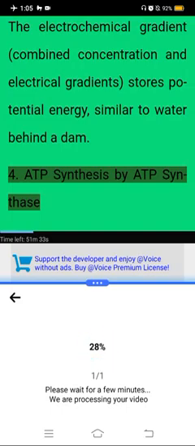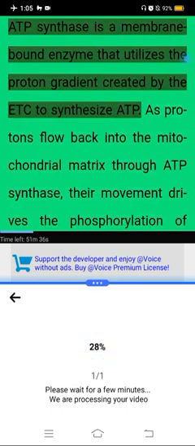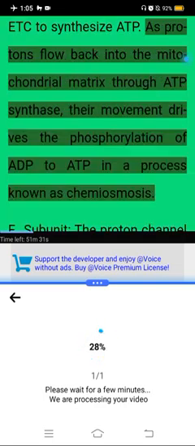4. ATP synthesis by ATP synthase. ATP synthase is a membrane-bound enzyme that utilizes the proton gradient created by the ETC to synthesize ATP. As protons flow back into the mitochondrial matrix through ATP synthase, their movement drives the phosphorylation of ADP to ATP in a process known as chemiosmosis.